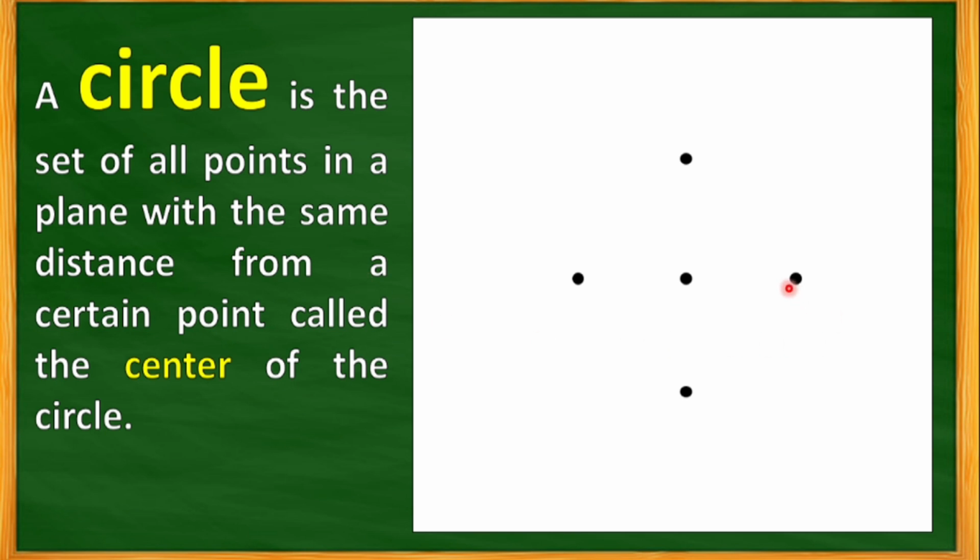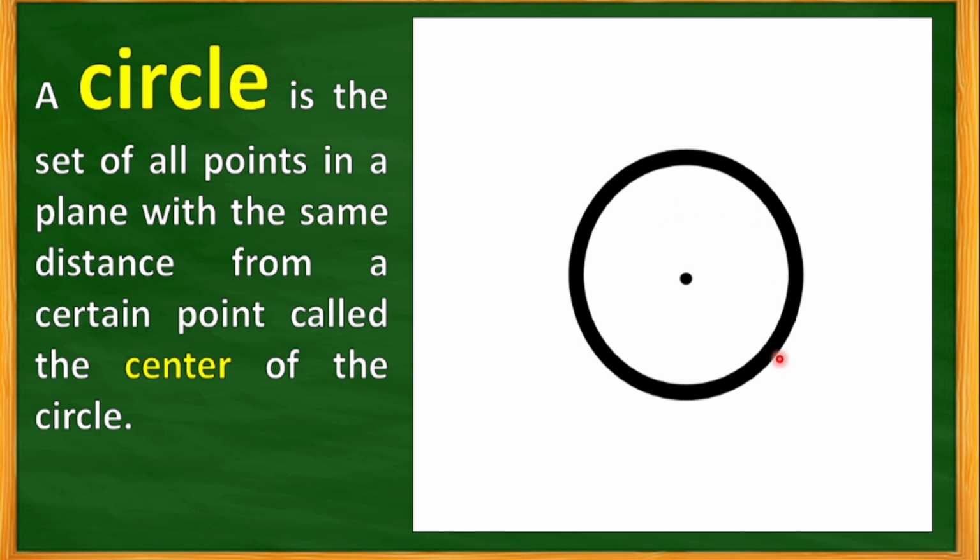Let's assume another point. This one, this one, this one, and this one. So, this set of points are the same distance from the center. If I have many points around this center, we can create a circle, because a circle is a set of all points in a plane with the same distance from a certain point called the center. This would be the center.